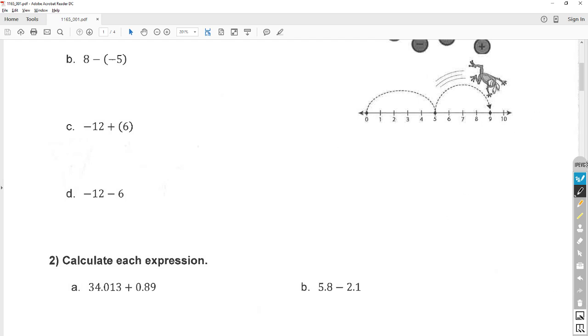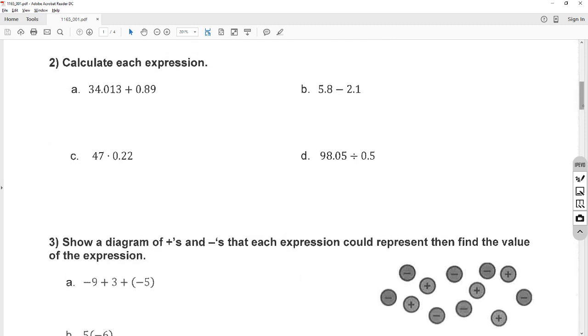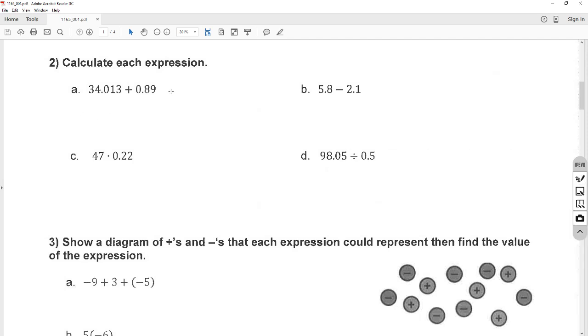All right, excellent. All right, moving on to number 2. So you're calculating each of these expressions. So you need to remember to line up your decimals when you are adding. So looking at A, let's do blue. Go ahead and add right next to it.